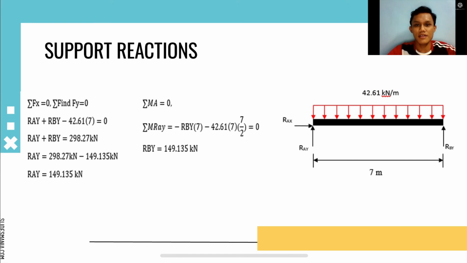Okay, for the next step, we calculate the support reaction for our slab. So we find the equations Fx and Fy. For Fy equal to 0, RAY plus RBY minus 42.61 times 7 is equal to 0. We cannot solve the equation first because there are two unknowns, RAY and RBY. So I take moment about A, then I get the value of RBY, which is 149.135 kN. Then I substitute it back to the first equation, and I get the RAY value was 149.135 kN.